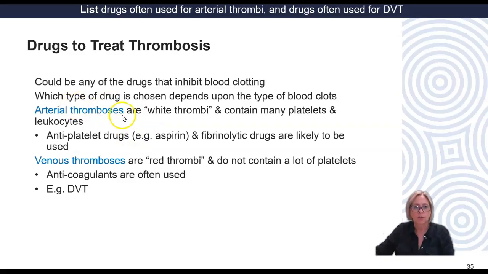So with the arterial thromboses, remember this is all about the platelets. These are thrombi that appear white in appearance, and they contain many platelets and leukocytes. So in this case, antiplatelet drugs such as aspirin will be used, and also fibrinolytic drugs. With the venous thromboses, remember these are the red thrombi because they don't contain a lot of platelets. It's all about the red blood cells trapped in fibrin. And so in this case, anticoagulants are often used, such as the heparins and then warfarin, for example, in treatment of a deep vein thrombosis.